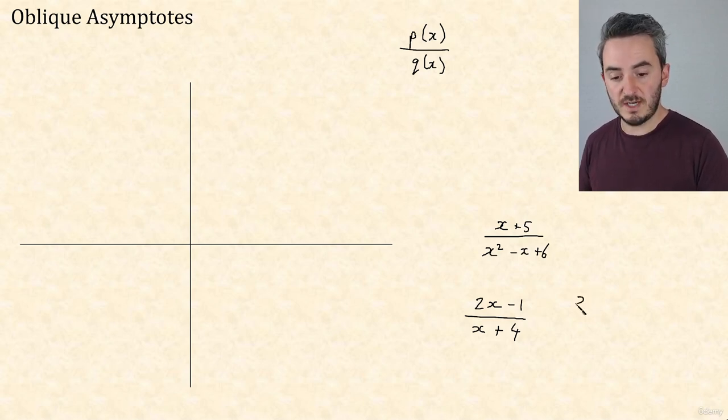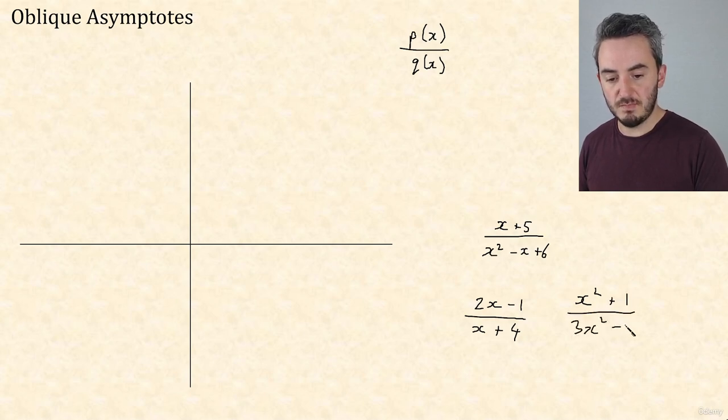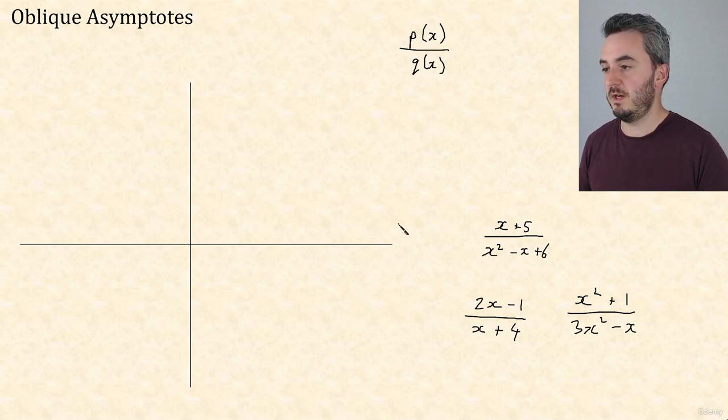Or it could have been quadratic over quadratic. So for instance, x squared plus 1 over 3x squared minus x. Well, as x tends to infinity, we basically end up with x squared over 3x squared, which is a third. So that will be a horizontal asymptote at y equals a third.